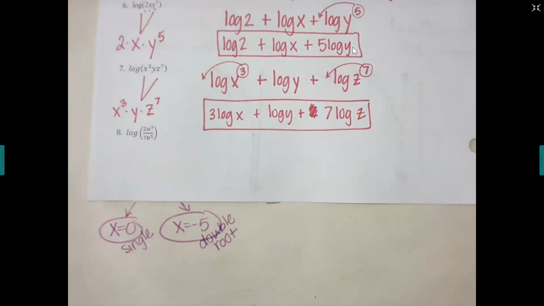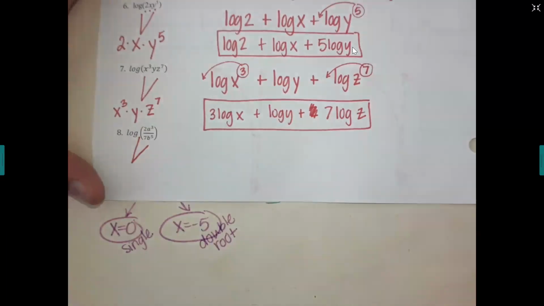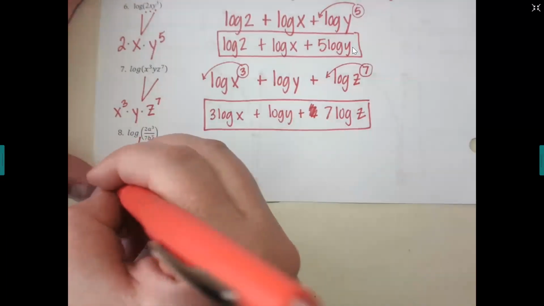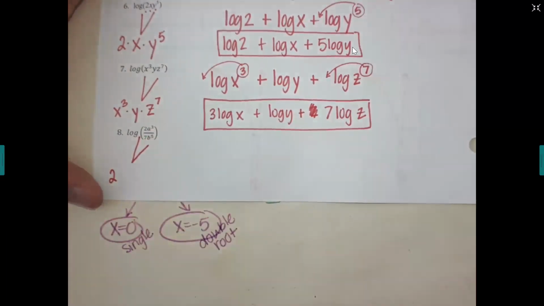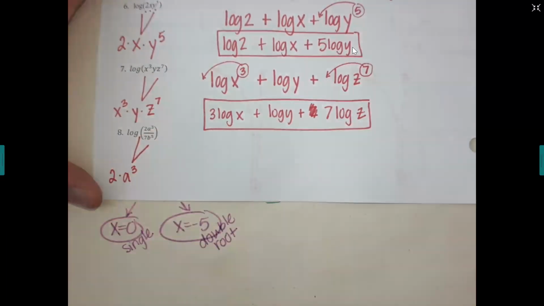Okay, one more example, take a look at number 8. Am I going to have multiplication, division, or a mix of both? You're going to have a mix of both. Now I want you to break down what the operations are in here. So I have a 2. Is it multiplied or divided with the A? So it's multiplied by A^3. What about the 2 compared to the 7?